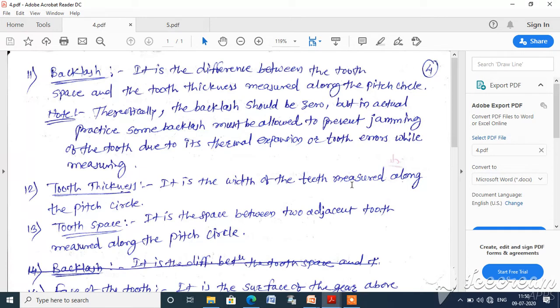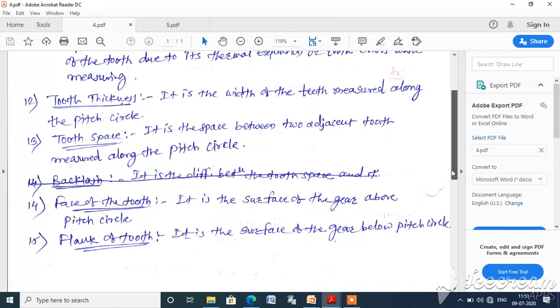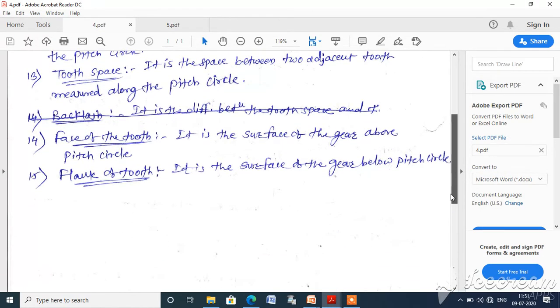Next, tooth thickness. It is the width of the teeth measured along the pitch circle. Next one is tooth space. It is the space between two adjacent teeth measured along the pitch circle. See, pitch circle is very important in the gear.